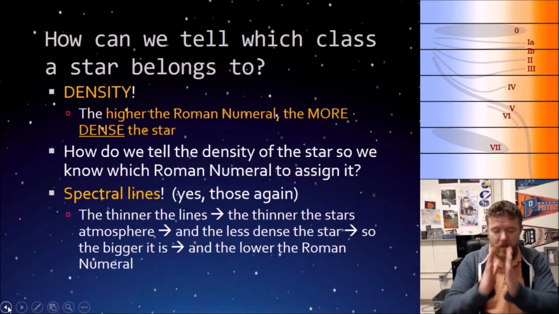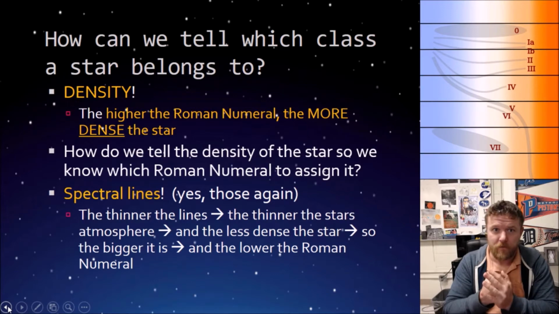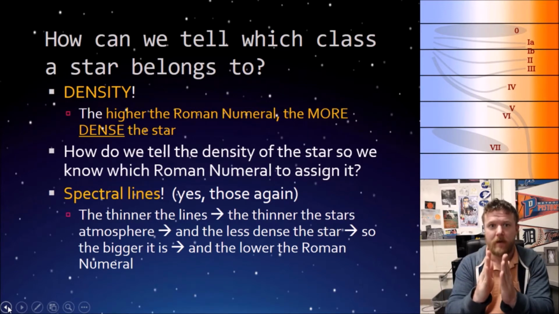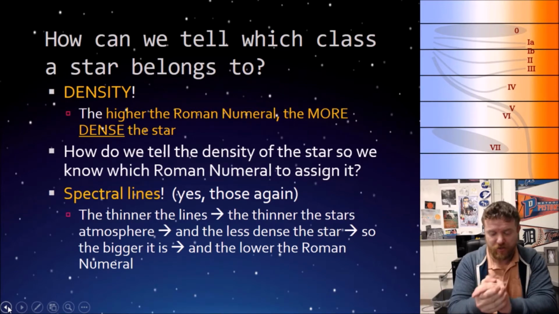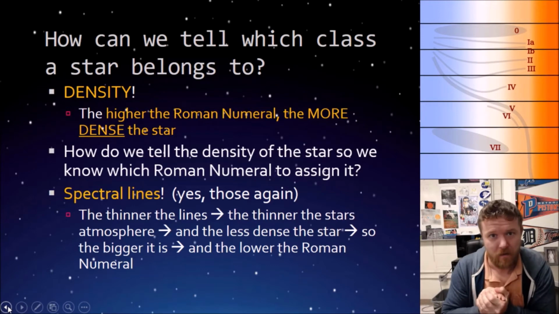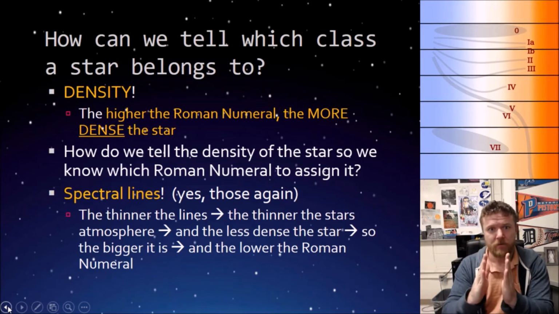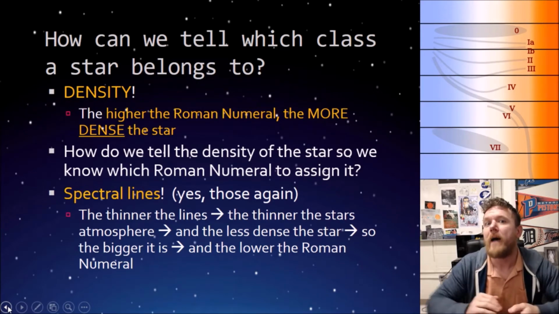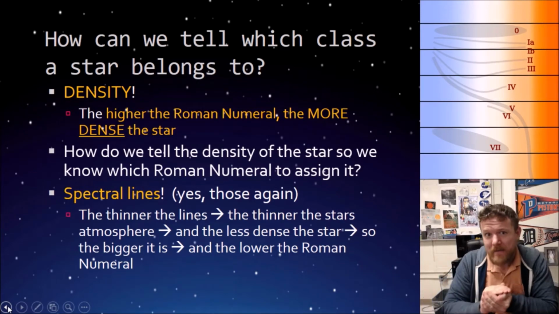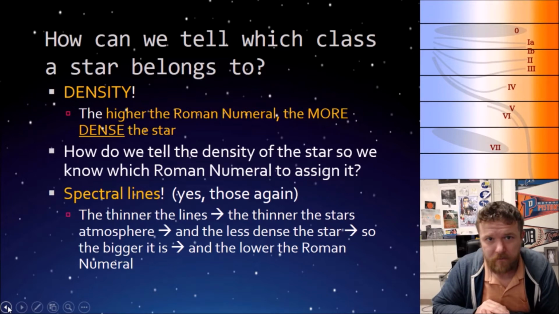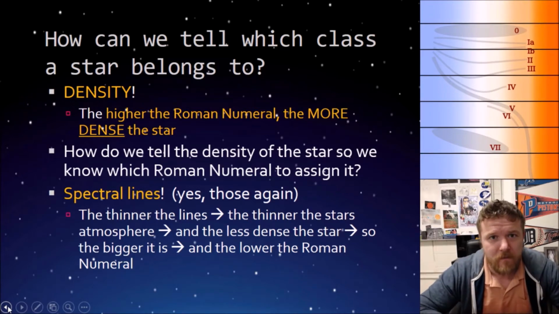Conversely, if you have a very thick spectral line, that means that a lot of those photons were absorbed. A thick spectral line means that you have a very dense star, very compact star, because there's a lot of stuff there. So a thick spectral line is going to be a very compact star. The more compact it is, the smaller it is. So those thick spectral lines are going to be a small star.